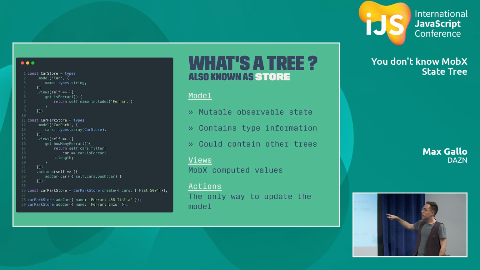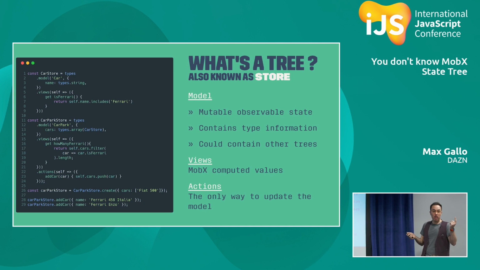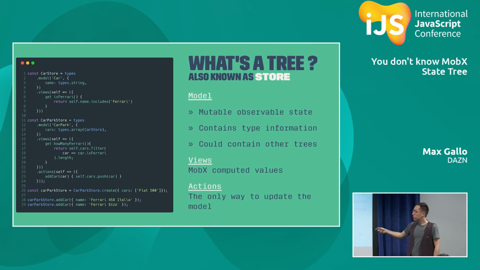And then there could be nested trees. So a property, the model could contain other trees. Fine so far. Observable state, MobX, typing information inside, and we could nest more trees. Then we have views. Views are exactly 100% MobX computed values.